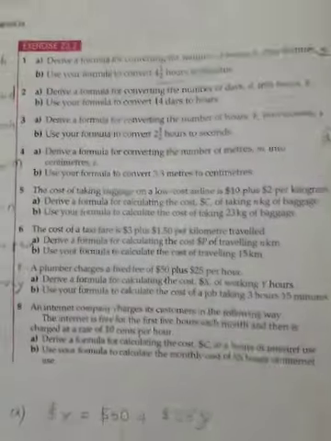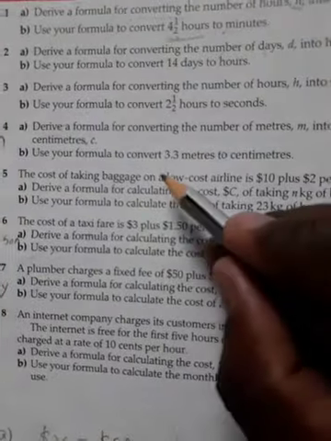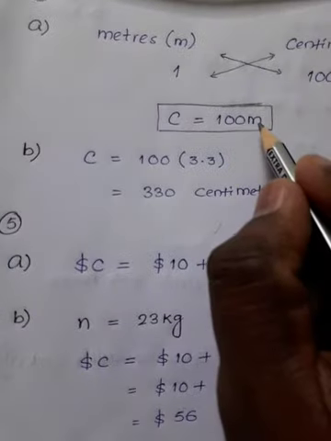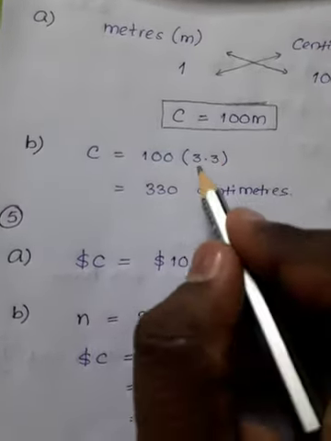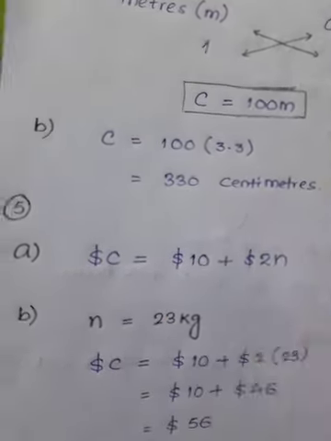Then it asks you to use your formula to convert 3.3 meters. So in place of m, write 3.3. We know that when you multiply by 100, the decimal moves 2 places to the right. So 3.3 multiplied by 100 is 330 centimeters.